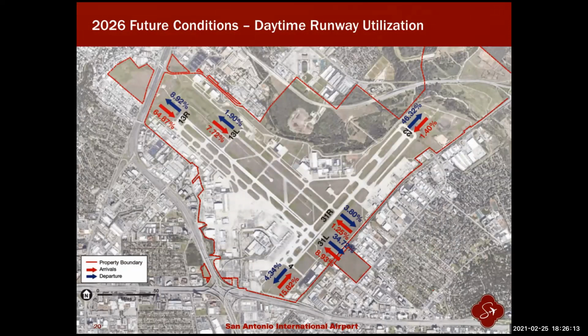Here we see current daytime runway utilization. It is interesting to note that runway 13 right will likely remain the overwhelming favorite for daytime arrivals in the future, and runway 4 will likely continue to be the most used runway for daytime departures in the future.